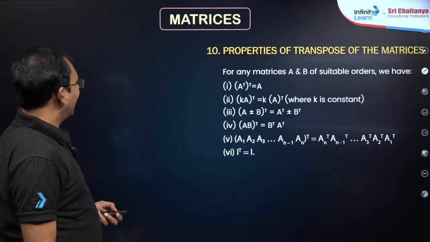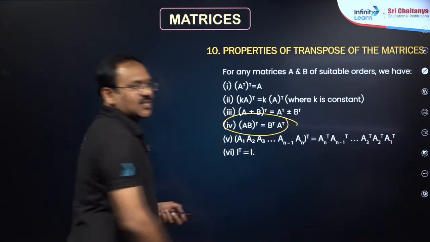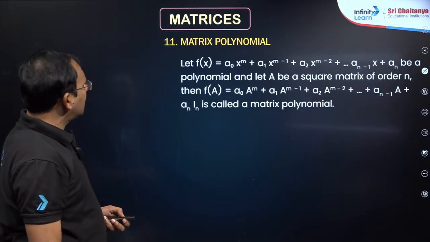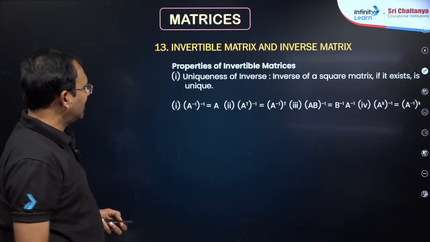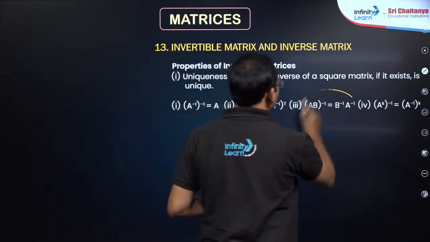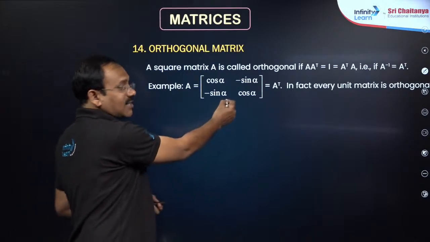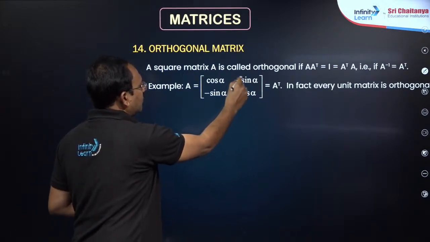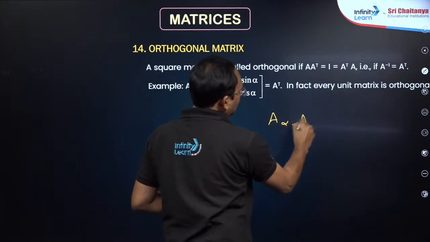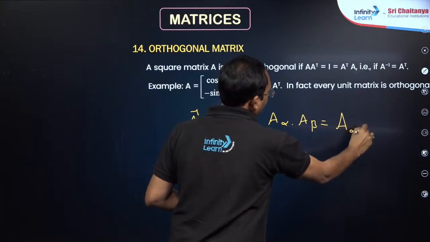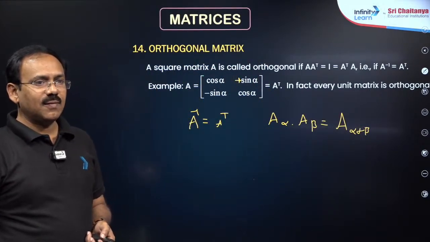Then these are all simple properties. AB whole transpose is B transpose into A transpose. Next, these properties are simple, symmetric and skew symmetric matrices. Okay, and AB whole inverse is B inverse into A inverse, which is important. Then next, this is a special matrix, my dear friends. Of course, here plus you can put. So its inverse is its transpose. A alpha into A beta will become A alpha plus beta. That is the beauty of this matrix.